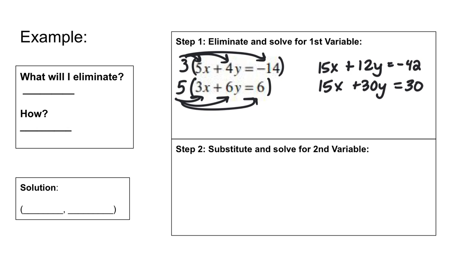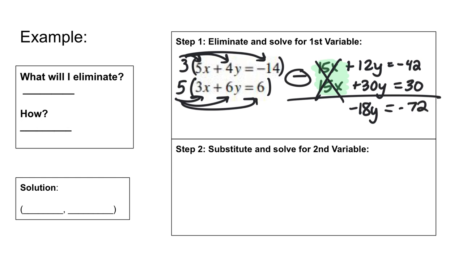And so when I look at this, now my x's match. I can eliminate them. So they're exactly the same. Signs are the same, numbers are the same. So because they're the same, we're going to eliminate them with subtraction, which means everything here gets subtracted. 12 minus 30 is negative 18y. Negative 42 minus 30 is negative 72. And I can finish that out by dividing by negative 18.